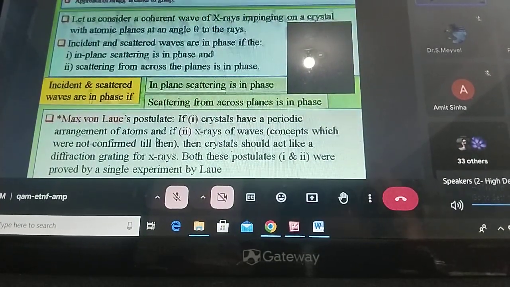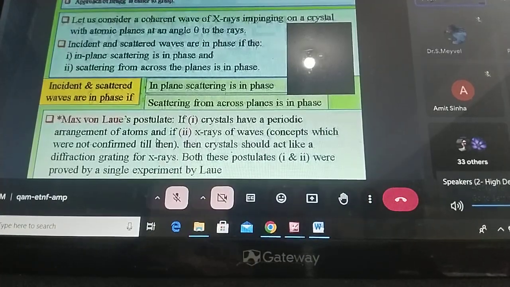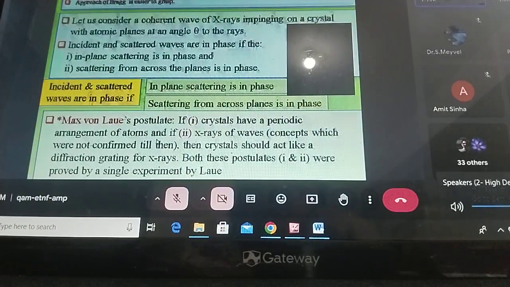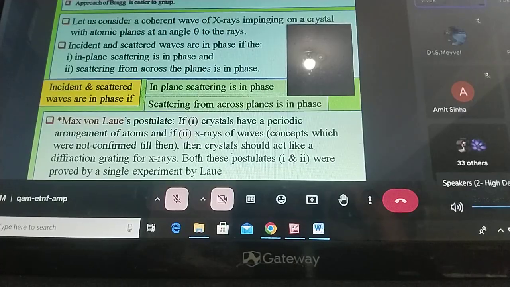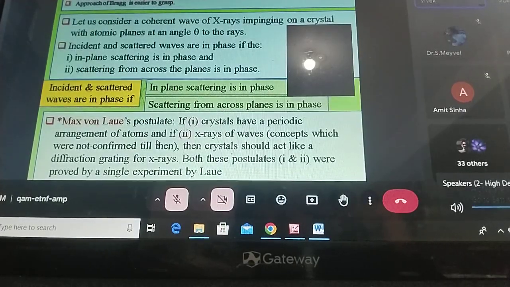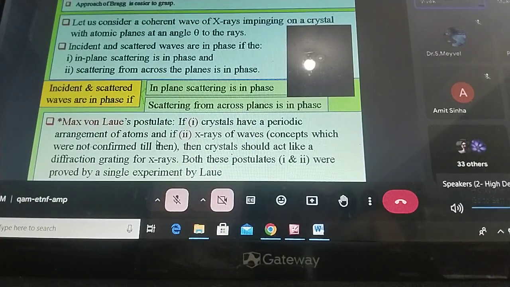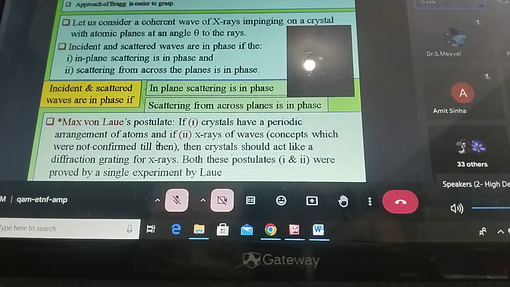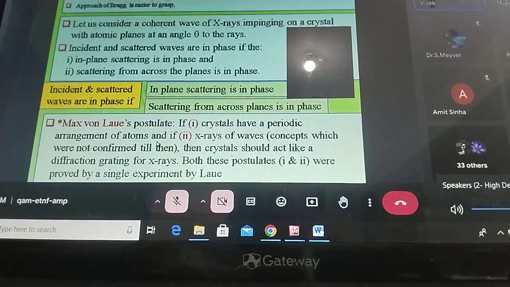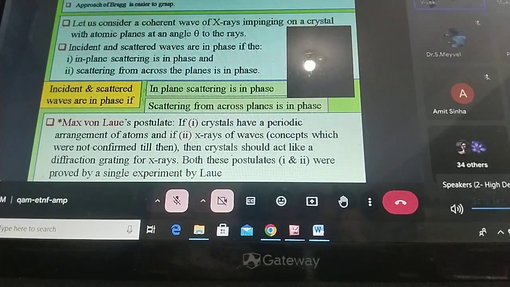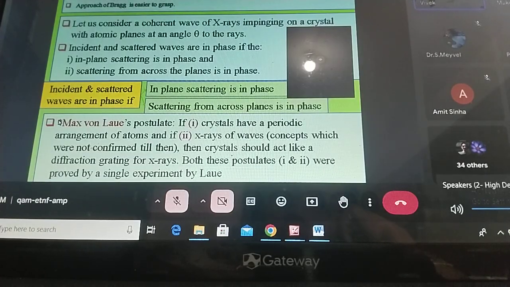Because he said the wavelength of X-rays is of the same order as the planar distance. Just as a grating works for visible light, similarly the crystal will act like a grating for X-rays. These were the two very important postulates of Laue. Both these postulates were proved by a single experiment of Laue. In the experiment he performed in 1912, he verified both of his postulates.